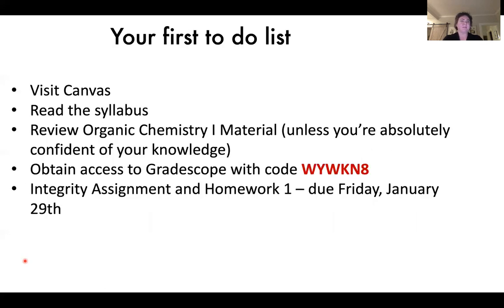Your first to-do list is to visit Canvas and read the syllabus. Then you want to review the Organic Chemistry 1 material. Unless you're absolutely confident in your knowledge from Organic Chemistry 1, I've made videos for chapters 1 through 5 and 7 through 9 that should be helpful in getting you up to speed if you've gotten rusty on any of those materials. You need to obtain access to Gradescope using the specific code for this course and do your integrity assignment and homework 1.